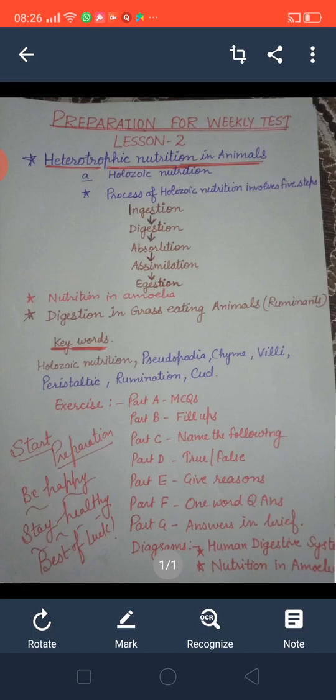Then you have to learn the complete exercise. In the exercise: MCQ, fill-ups, name the following, true, false, give reasons, one word question answer, in brief. Up to G part you have to learn. Okay, H part no matter, later on we will take the test. But you have to draw two diagrams, that is the human digestive system and nutrition in amoeba. Three times you have to do practice, and you have to send this homework to me. 100% you have to send to me, and start preparation. As I have told you, you have to start preparation in the same way.